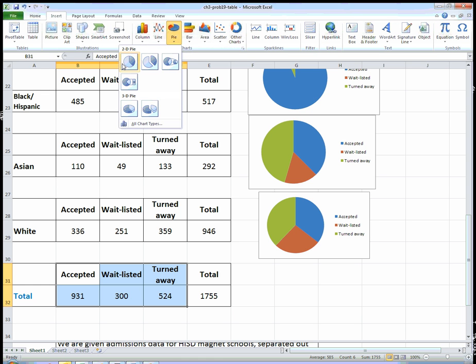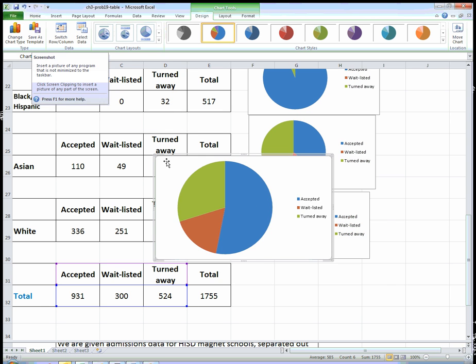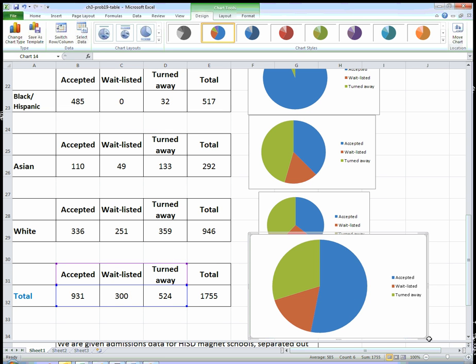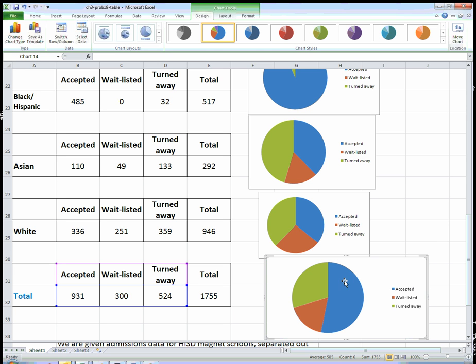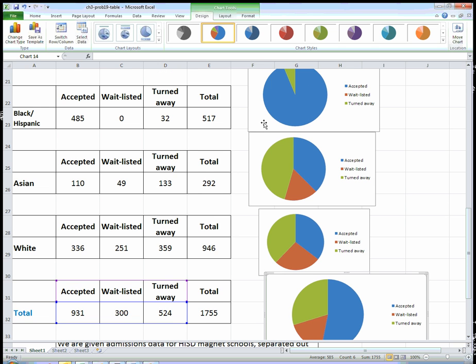We can make a pie chart of that. For that, the total is kind of in between. It's got a pretty big accepted portion, more than 50%, definitely different from the white or Asian percentage, but a lot smaller than for the Black and Hispanic. So it's pretty clear, because this pie chart is so different from these two, that the decision really is dependent on ethnicity.